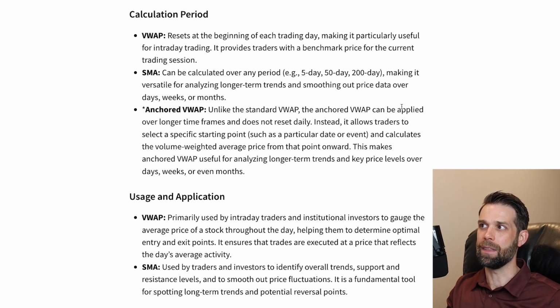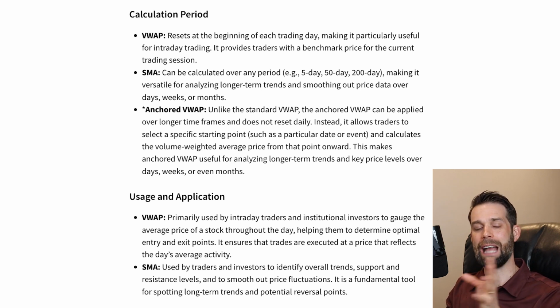And now there is this thing called the anchored VWAP as well. We're not going to get into too much of it in this video, but you can basically get a VWAP that can be anchored to a specific time, and then you can calculate the VWAP from that particular moment.